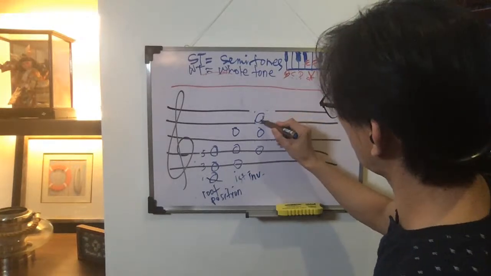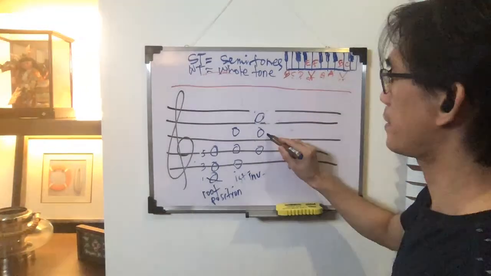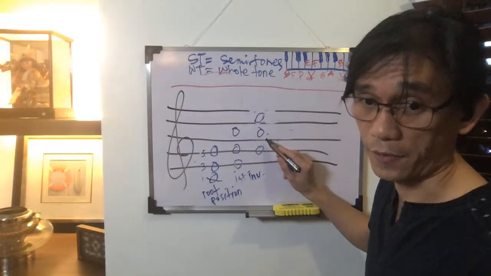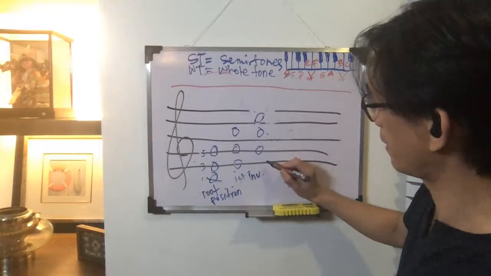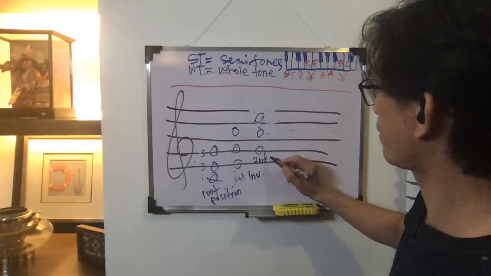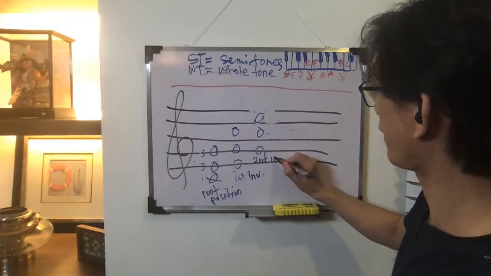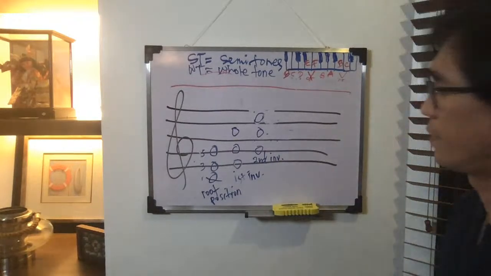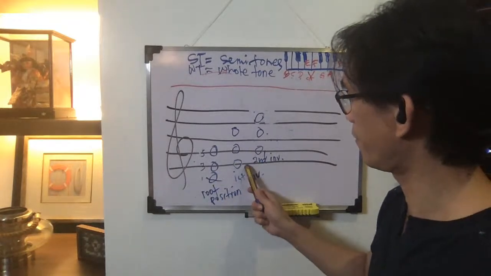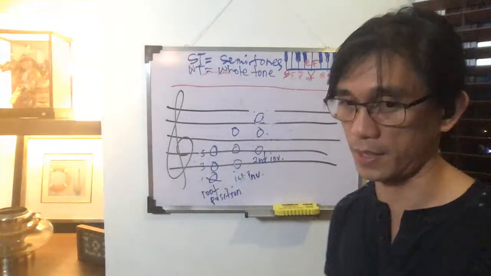Okay, so G, C, and E. Now G to C, of course, it's not the third because it's an inversion. So we call it, it's just called second inversion, simply like that. Okay, so that's the root position, first inversion, and then second inversion.